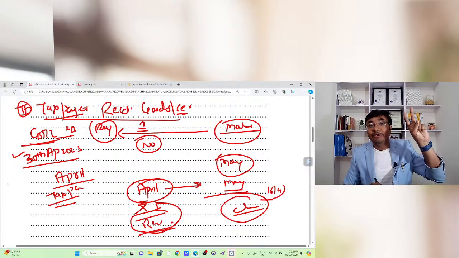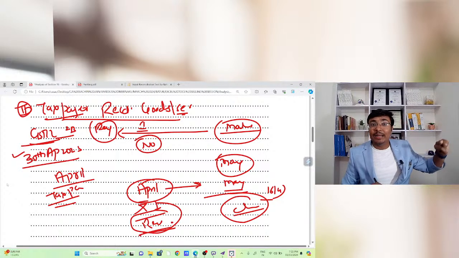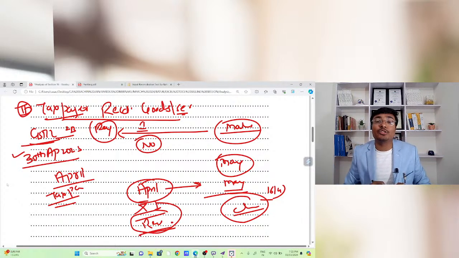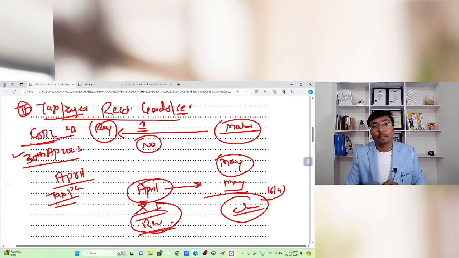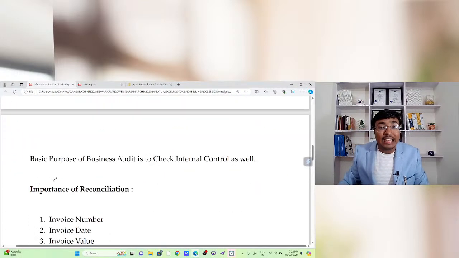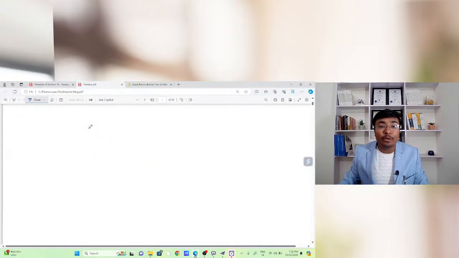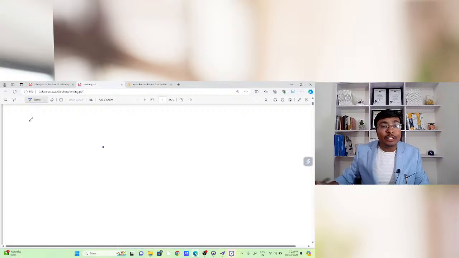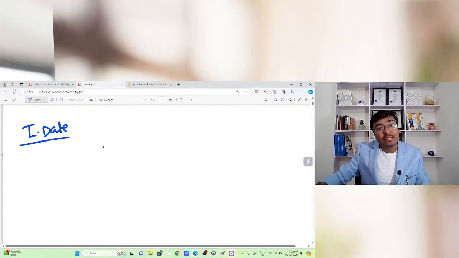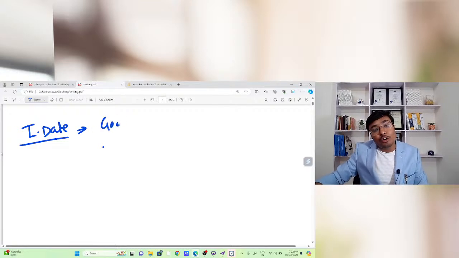So here the dual effect is there. You will have to do the input reversal, and you will also not get the opportunity to claim it again. That is the impact, that is the effect of this silly mistake. For that purpose, I am saying that whenever we are going to reconcile the input tax credit, at the same time we also need to check the invoice date, and through that invoice date we just need to confirm whether the goods have already been received or not.